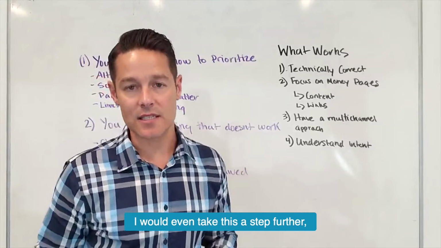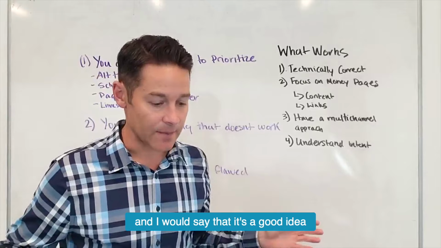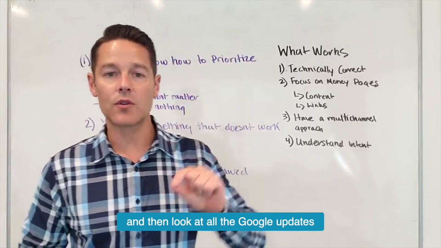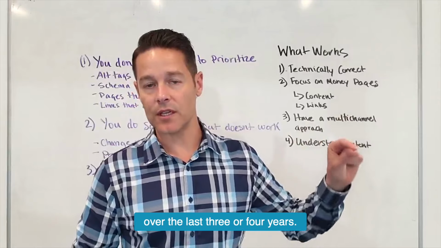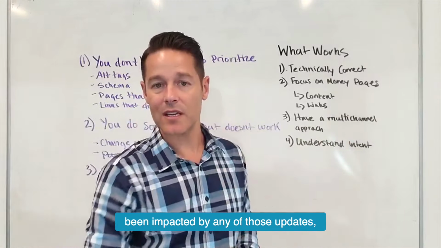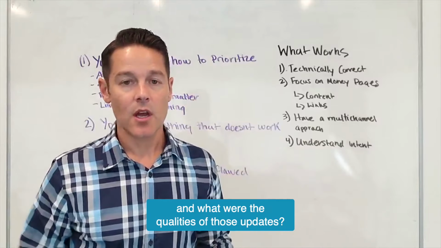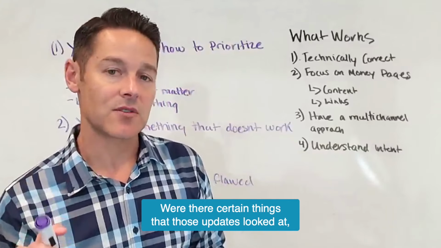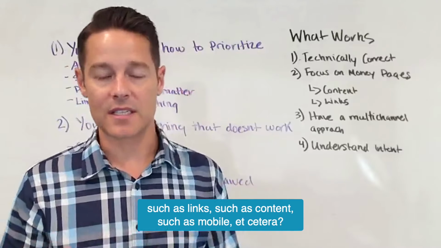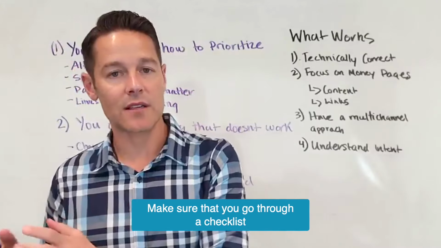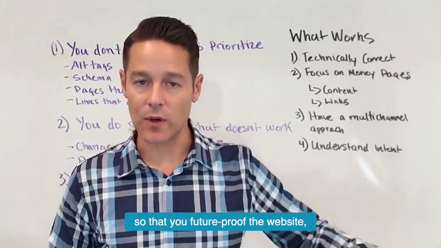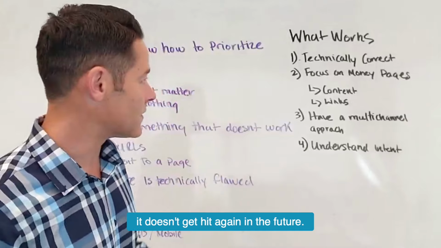I would even take this a step further and say it's a good idea to use a tool like SEMrush and look at all the Google updates over the last 3 or 4 years. Has the site algorithmically been impacted by any of those updates? And what were the qualities of those updates? Were there certain things those updates looked at, such as links, content, mobile, etc.? Make sure you go through a checklist that looks at the past algorithms as well so that you future-proof the website. It doesn't get hit again in the future.